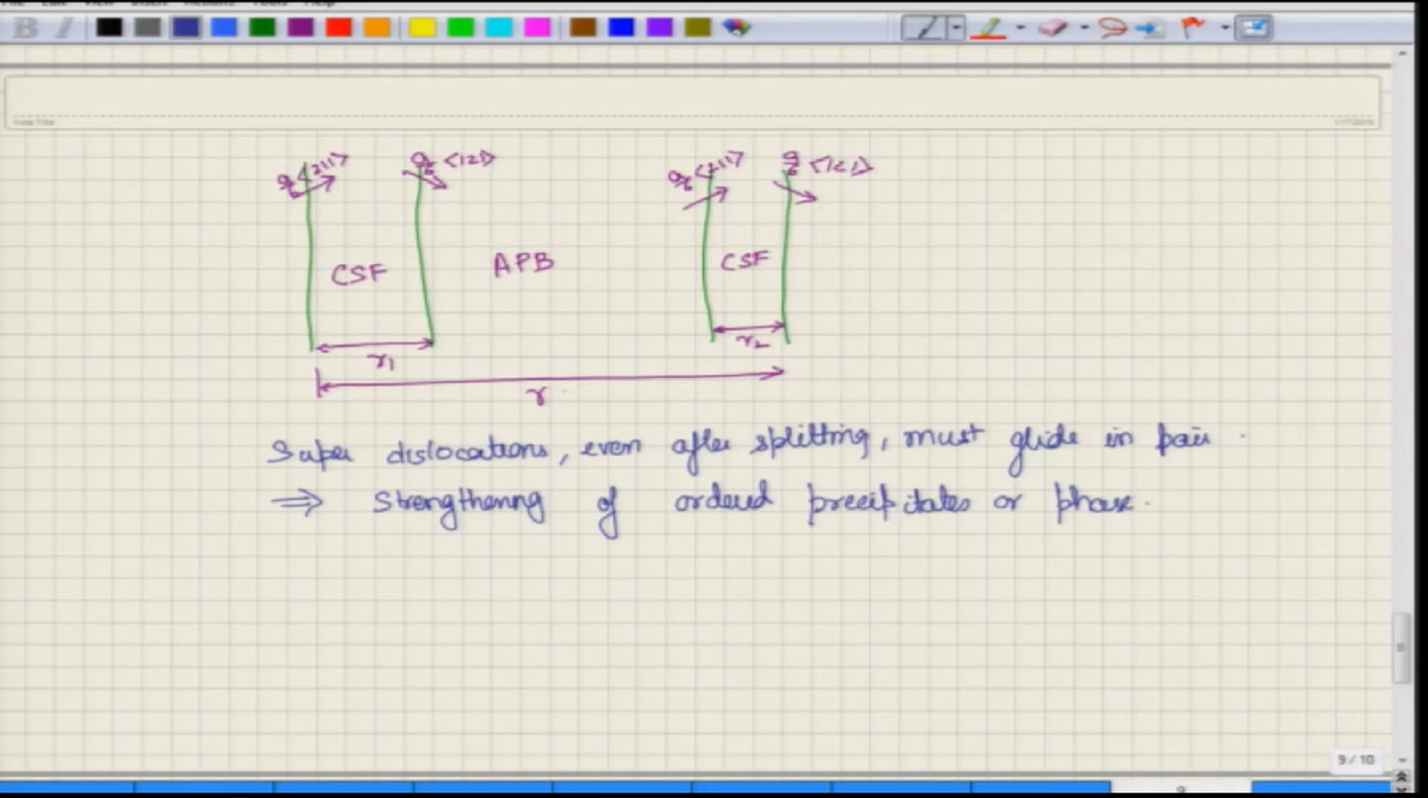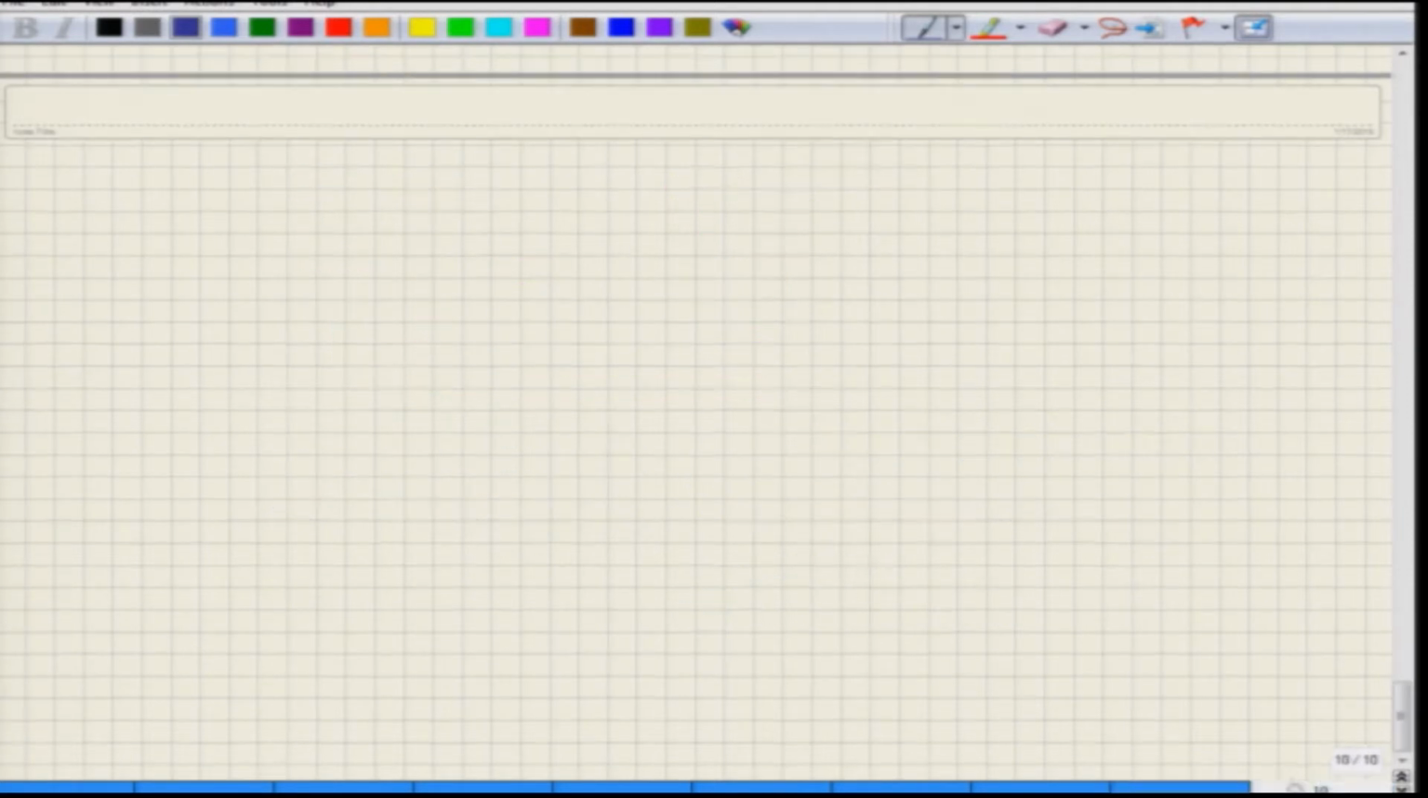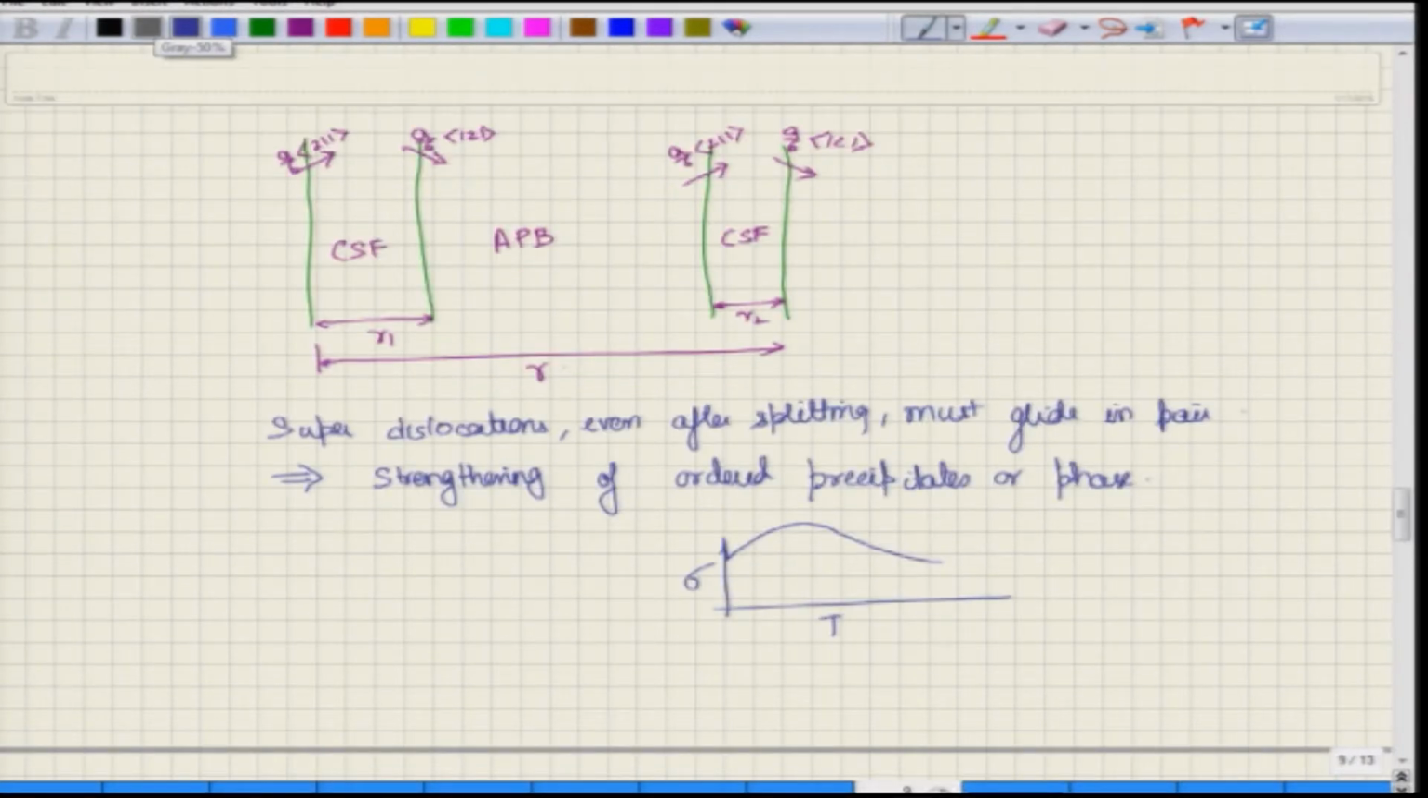So, this clearly explains to us why the strength of intermetallics like this, which are ordered intermetallics, should be higher. But that is still not the complete picture. We earlier also asked the question about the anomalous behavior, the anomalous yield behavior, where we saw that strength increases with temperature and then decreases with temperature. So, that is still something that needs to be explained.